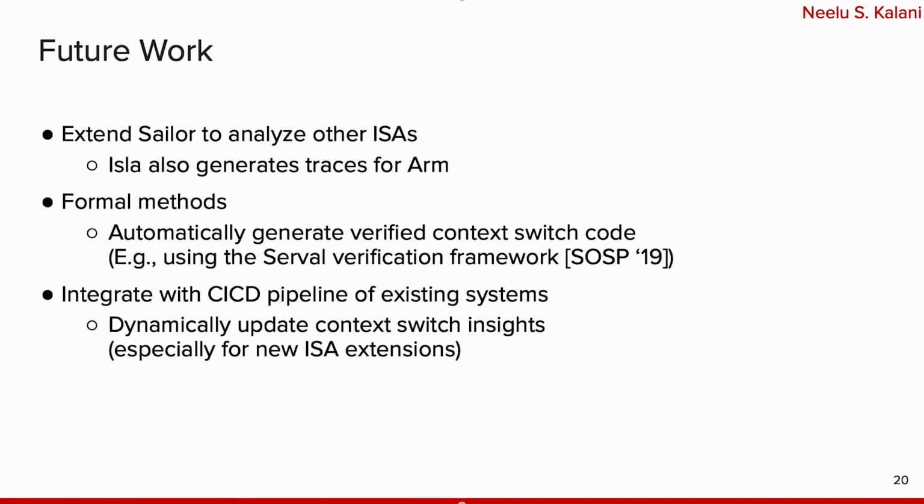Future work on Sailor includes extending it for other ISAs like ARM, because Isla can also generate traces for ARM, and using formal methods to automatically generate verified context switch code. For example, feeding the output that we get from Sailor into verification frameworks such as Serval. And finally, integrating Sailor with the CI/CD pipeline of existing systems for dynamically updating context switch implementations with the insights generated from Sailor as the specification evolves.